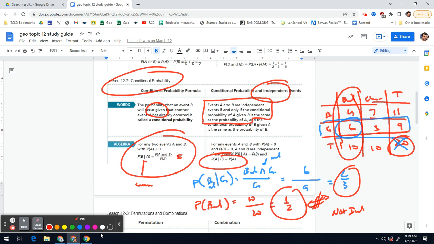So this is a lot. This is heavy stuff. I get it, all right? But again, they love probability on the state test, so do your best to understand it. Okay, all right. And that concludes our topic review on geometry.